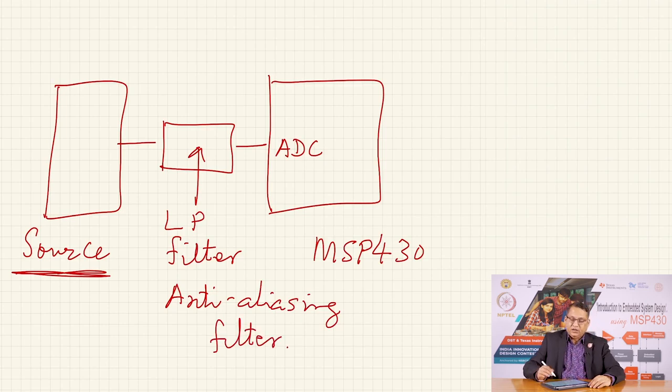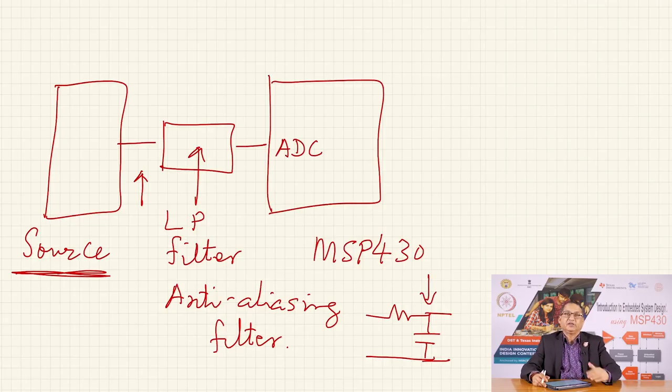Such that the input source remains much lower in frequency compared to the conversion rate that you hope to have with your ADC. In our previous examples, because the input voltages are not changing that fast, we did not incorporate such an anti-aliasing filter, but an anti-aliasing filter is nothing but a low pass filter which you can make using R and C, and the requirement is that its cutoff will be much less than half the conversion rate.